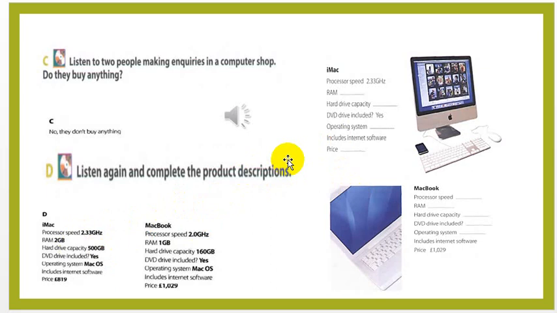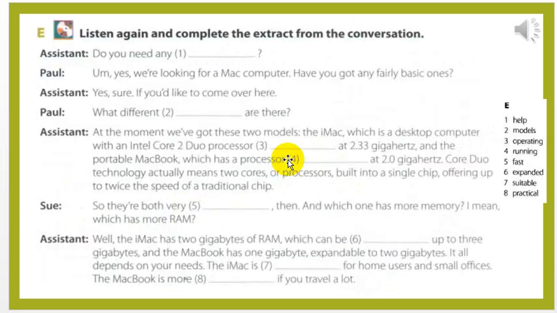Okay. Slide number 6, we have that listening again. Once again, listen again and complete the extract from the conversation. Listen very carefully. This dialogue is between two people, the assistant and Paul. Paul went to a shop as a customer, and the assistant starts speaking with Paul. When you listen, please have your pen and try to fill in the blanks. And here is the answer key. Okay.